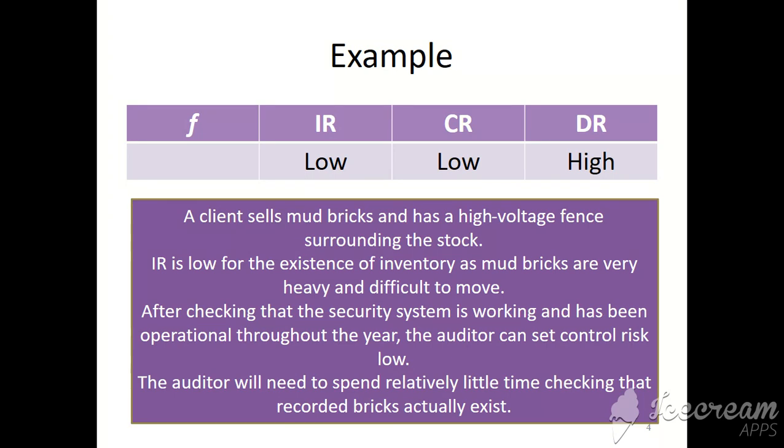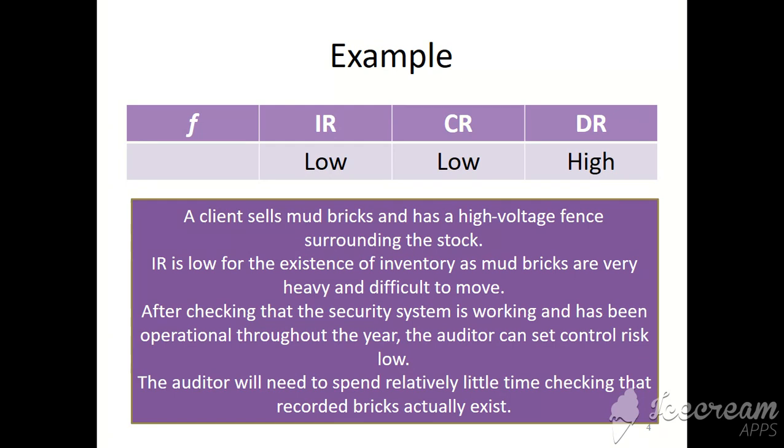Let me give you some examples from the textbook. In this example, a client sells mud bricks and has a high voltage fence surrounding the store. This is the scenario given. Mud bricks. Take note of the keyword high voltage fence. What is the inherent risk of this company? IR, we can set it to low because mud bricks are very heavy and difficult to move, which means that the inventory will be accurate.